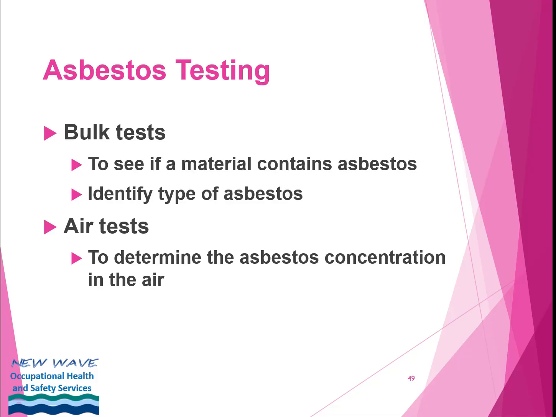Asbestos testing falls into two categories: bulk testing and air testing. Bulk testing tells you whether a material contains asbestos and, if so, what type. Air testing, which we will discuss in more detail later, tells you how much asbestos is in the air that you breathe.